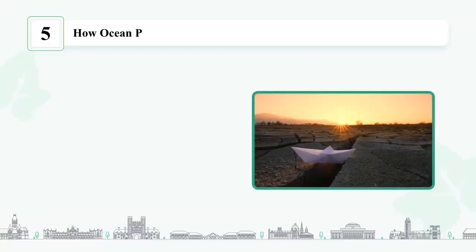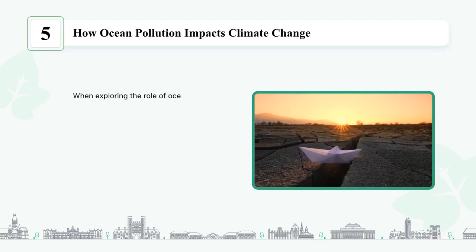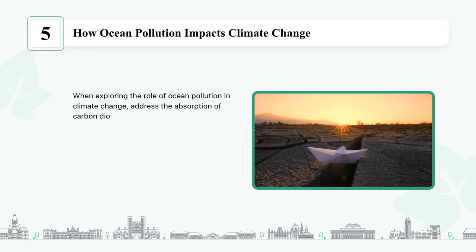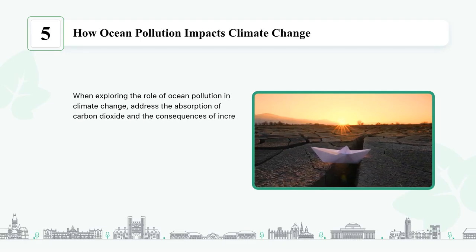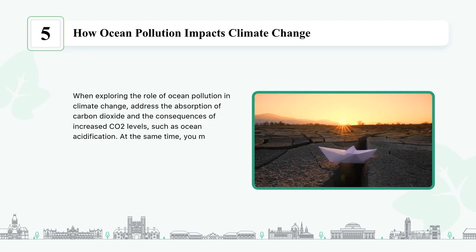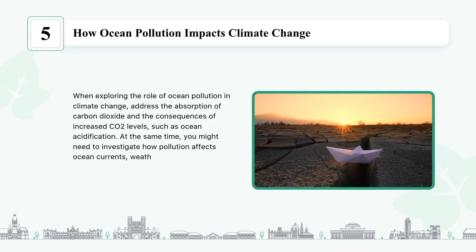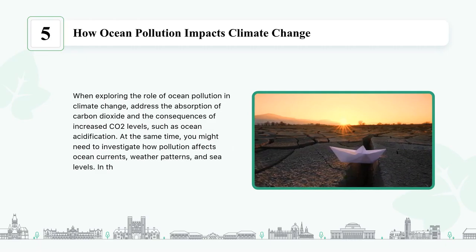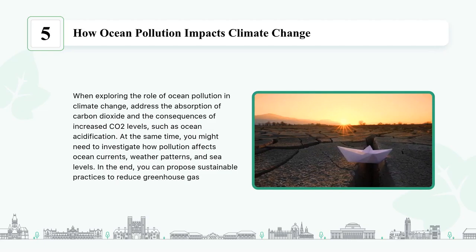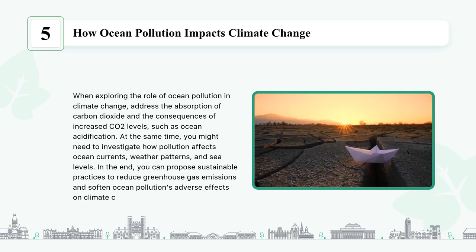How ocean pollution impacts climate change. When exploring the role of ocean pollution in climate change, address the absorption of carbon dioxide and the consequences of increased CO2 levels, such as ocean acidification. At the same time, you might need to investigate how pollution affects ocean currents, weather patterns, and sea levels. In the end, you can propose sustainable practices to reduce greenhouse gas emissions and soften ocean pollution's adverse effects on climate change.